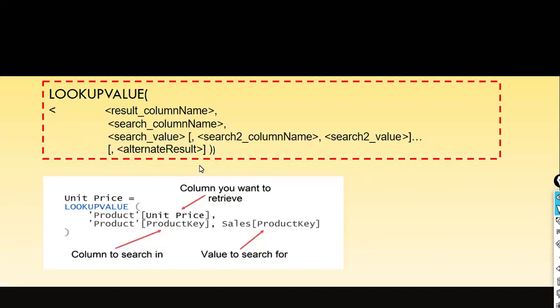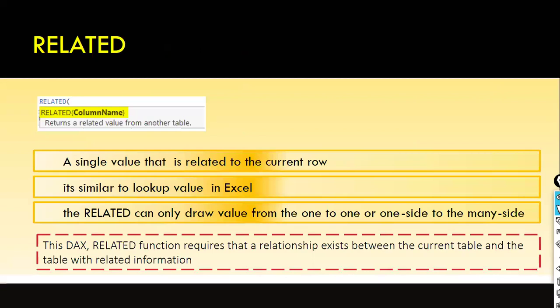Okay. What is a related function? The related function can draw value from the one side to the many side. Okay, one to one or one side to the many side. But in order for the related function to work, a relationship must exist between the tables.